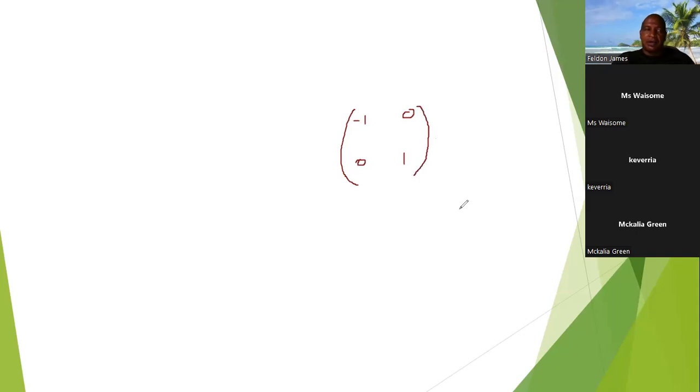Minus 1, 0, 0, 1. Which axis did I ask for just now? X. Okay, is this a reflection in the x-axis? Hands, guys, if you're in agreement with her. Nobody is raising their hands, Miss Green. It's incorrect. So this one is a reflection in which axis? It's a reflection in the y-axis.